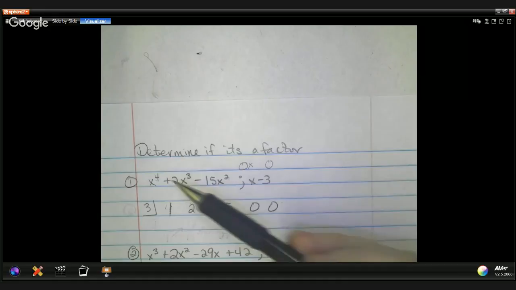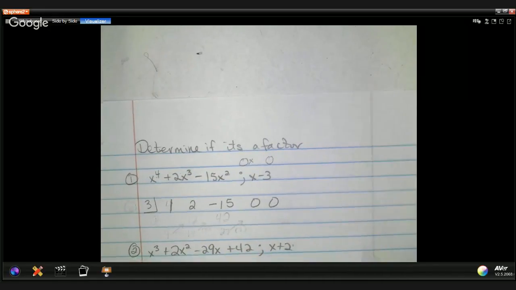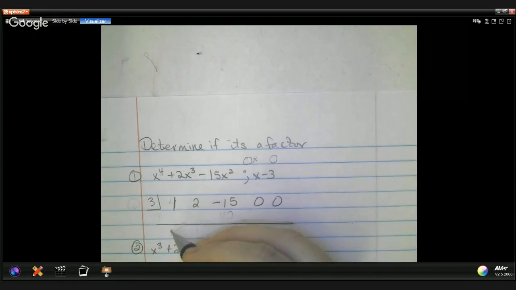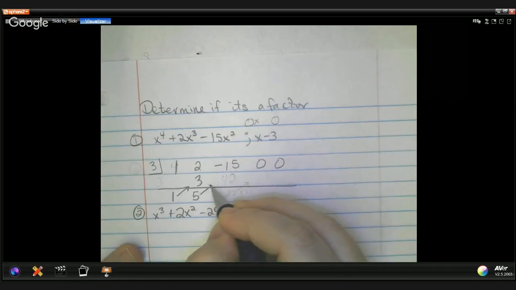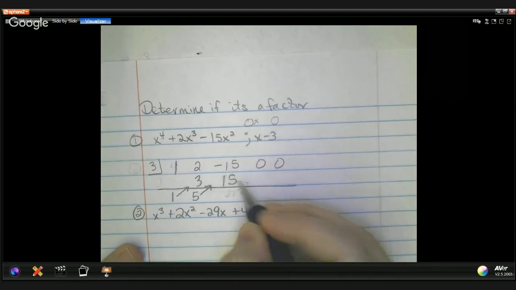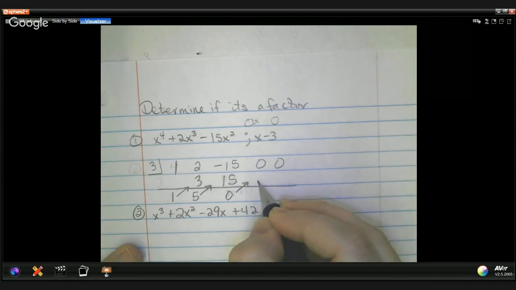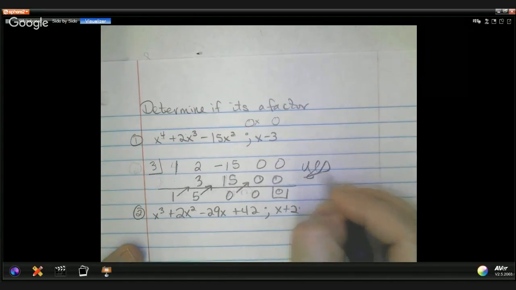All right, so your coefficients should have been 1, 2, negative 15, 0, and 0. So now I'm going to add going down. 1 plus 0 is 1. Multiplied by what's in the box is 3. 2 plus 3 is 5. Multiplied by what's in the box is 15. Negative 15 plus 15 is 0. Multiplied by what's in the box is 0. Bring it down, multiply by what's in the box is 0, and I keep getting zeros. So since my final result is 0, yes, this is a factor.